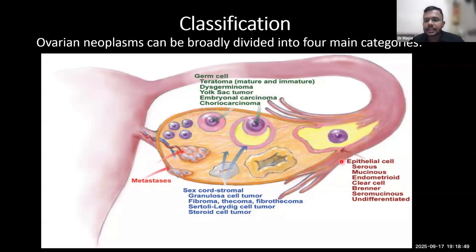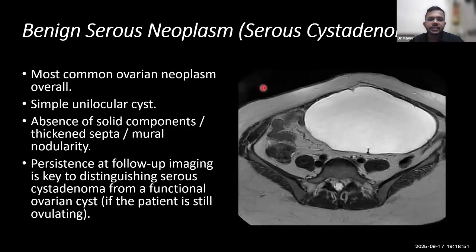Starting with the epithelial cell neoplasms, the first is benign serous neoplasm or serous cystadenoma. This is the most common ovarian neoplasm, and it is seen as a unilocular cyst with absence of septae or solid components. Persistence on follow-up imaging is a key distinguishing factor from a functional ovarian cyst if the patient is still ovulating.